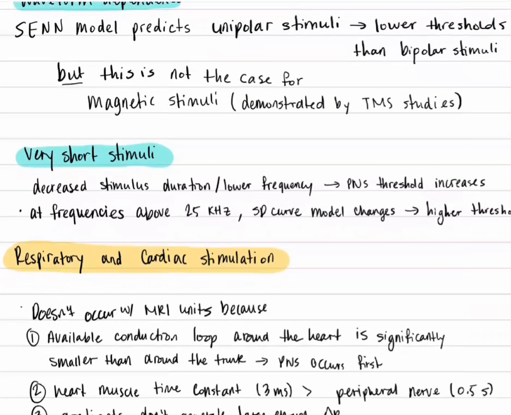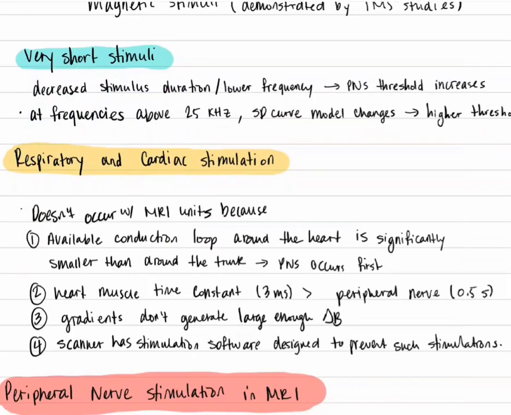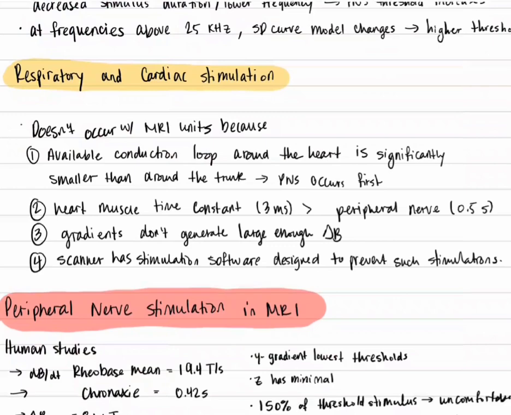For very short stimuli, decreased stimulus duration and lower frequency means that the peripheral nerve stimulation threshold increases, and at frequencies above 25 kilohertz, the SD curve model changes and the thresholds become higher.